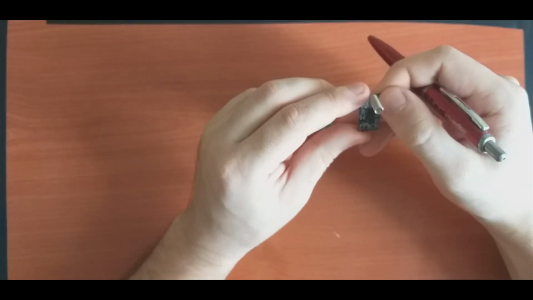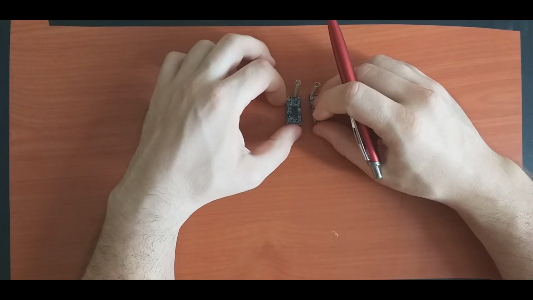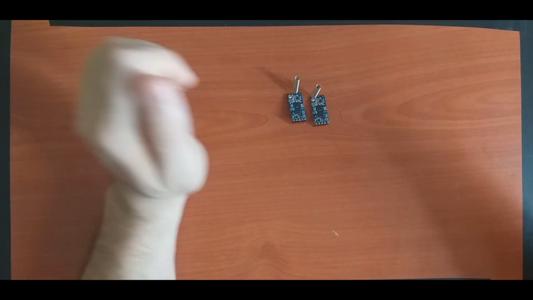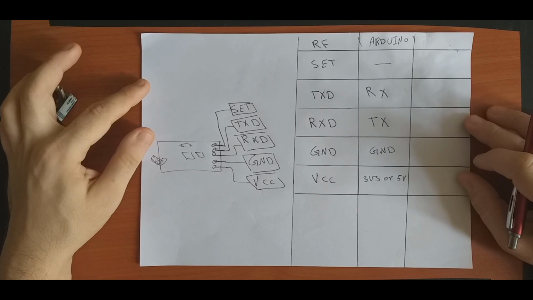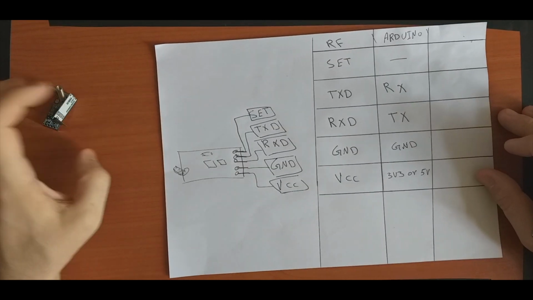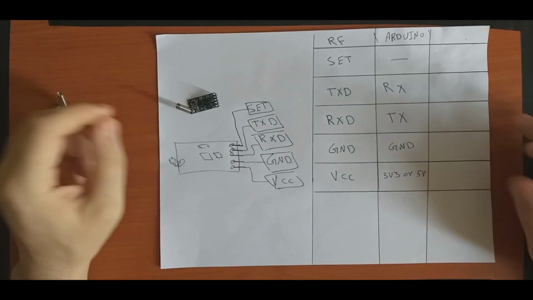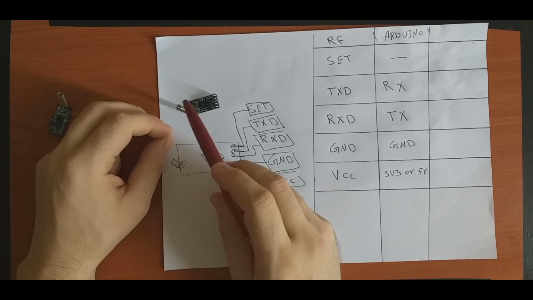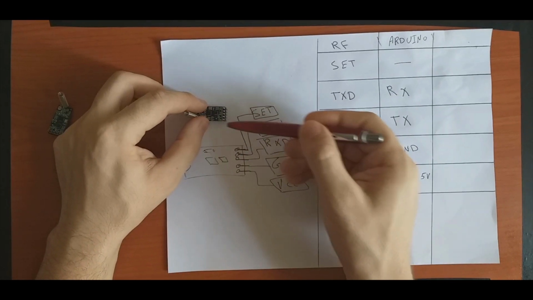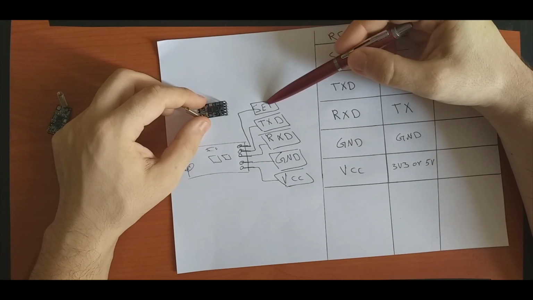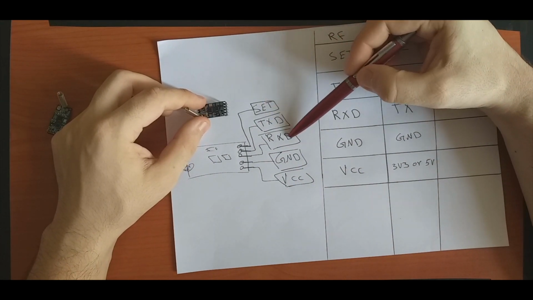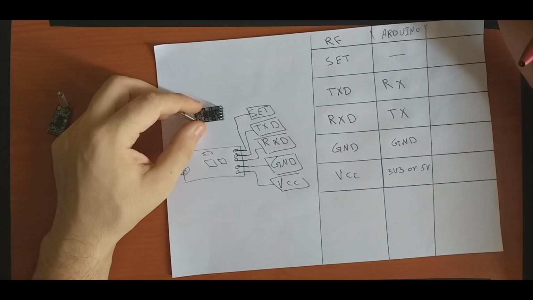Later we'll see how to connect to the Arduino. So the pin out and the connection is as follows. If we hold the module like this, you can see the antenna, and this is the pin out represented here. So first pin we have the SET, RX, TX, ground and VCC.